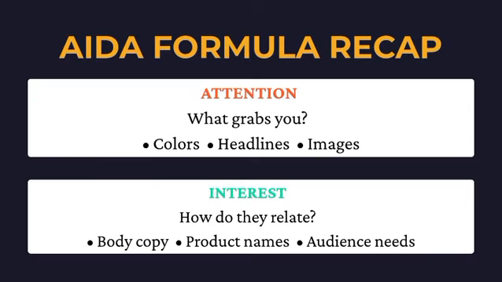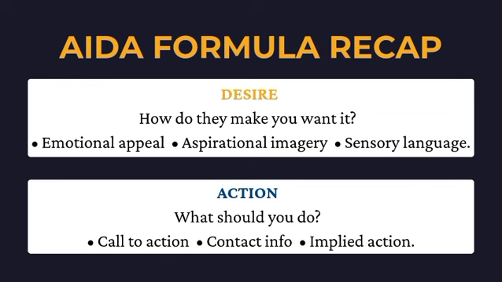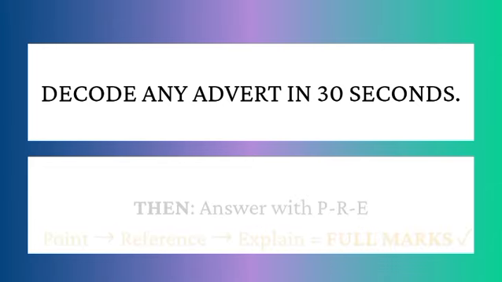Let's recap. When you see any advertisement in your exam, use AIDA. Attention: what grabs you? Colors, headlines, images. Interest: how do they relate to you? Body copy addressing your needs. Desire: how do they make you want it? Emotional appeal, aspirational imagery. Action: what should you do? Call to action or implied action.